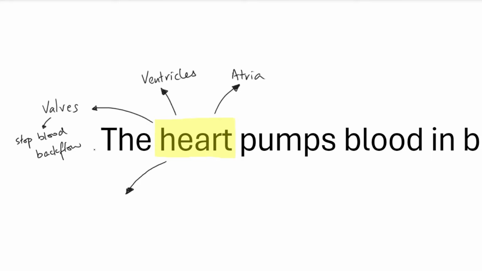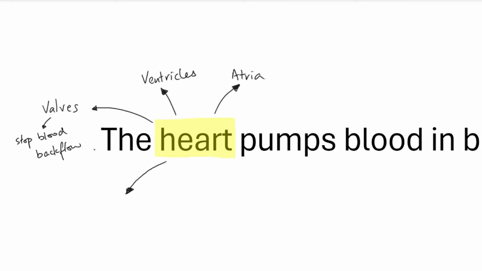So the valves exist between the ventricle and the atria to stop the blood from going backwards, and it's held in place with our heart tendons. So sometimes later on I'll mention the issues of heart problems. One of the problems is that when the valves are broken, then there will be backflow of blood.